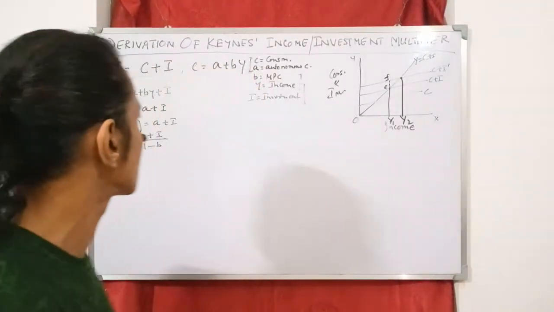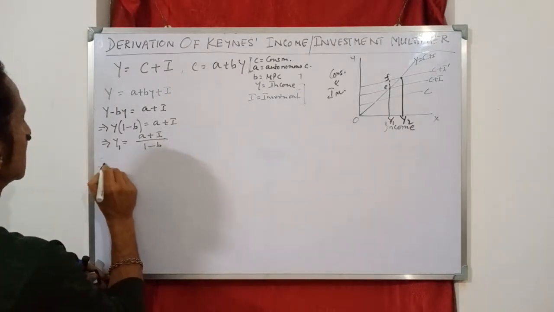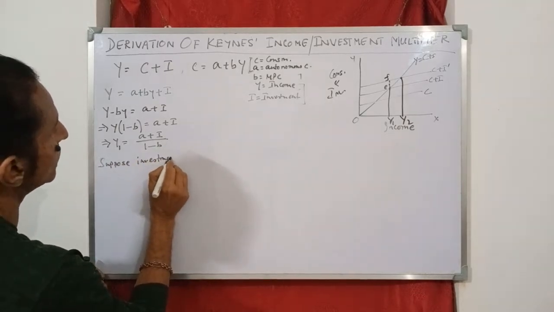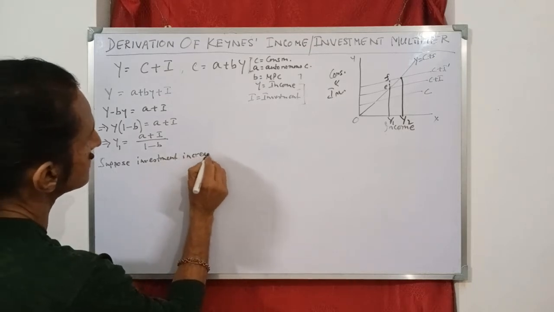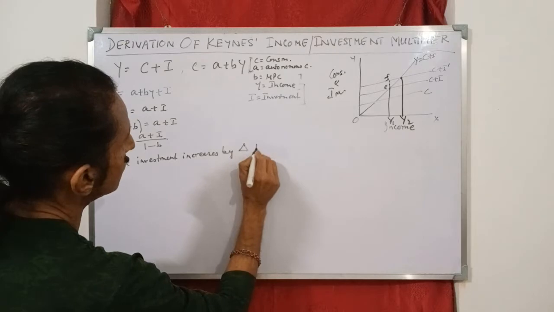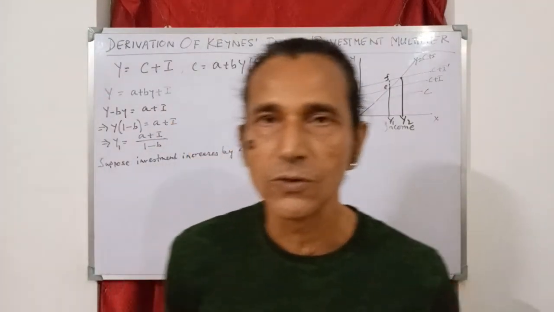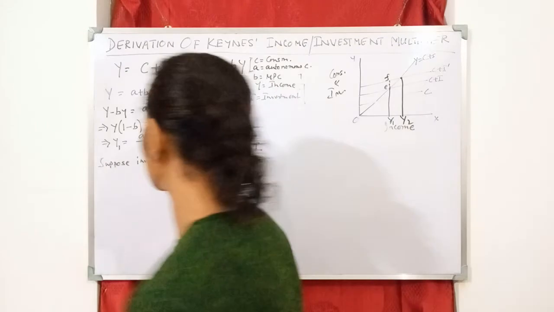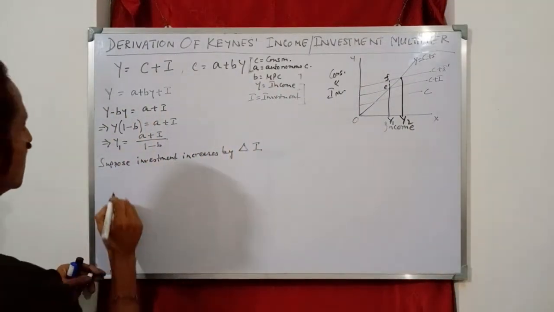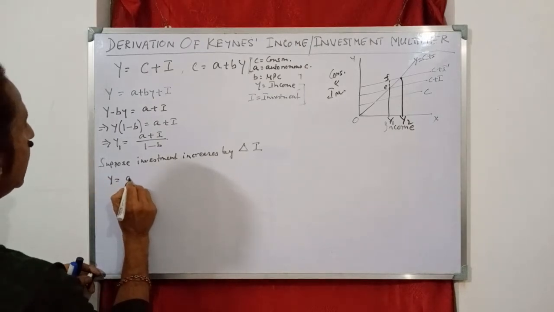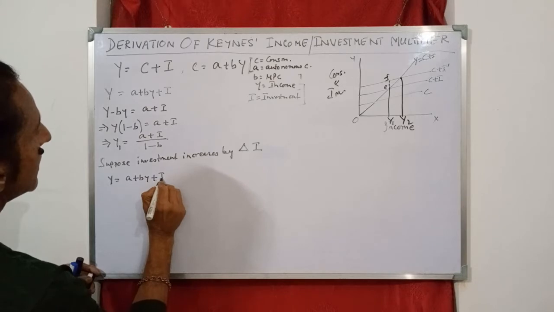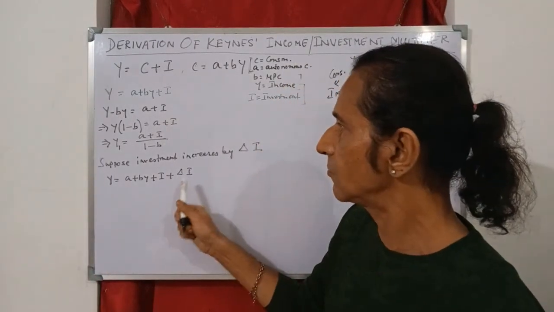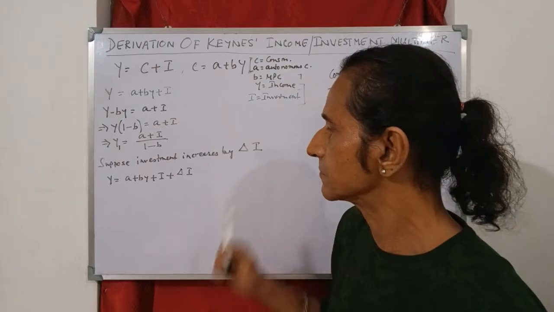marginal propensity to consume. Now suppose investment increases by delta I. That is, in year 2, fresh investment is made to the amount of delta I. So Y will take the shape of Y equals to A plus BY plus I plus delta I. This will be the scenario in year 2 as a result of increase in investment by this amount, delta I.